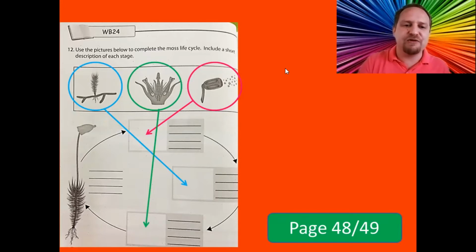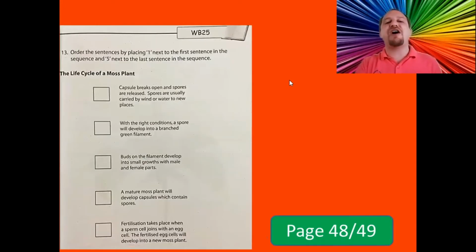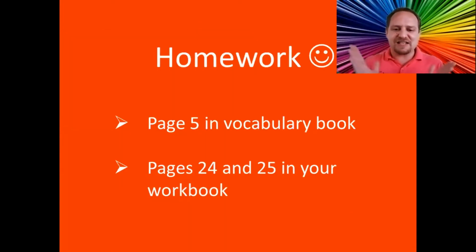So page 24 you can do, page 25 you can do by yourself. The answers are on page 48 and 49 in your textbook. I'll give you number 1. Start with a mature moss plant will develop capsules which contain spores. So start from there and then go through the whole life cycle of the moss plant. Okay, excellent. So that's your homework.